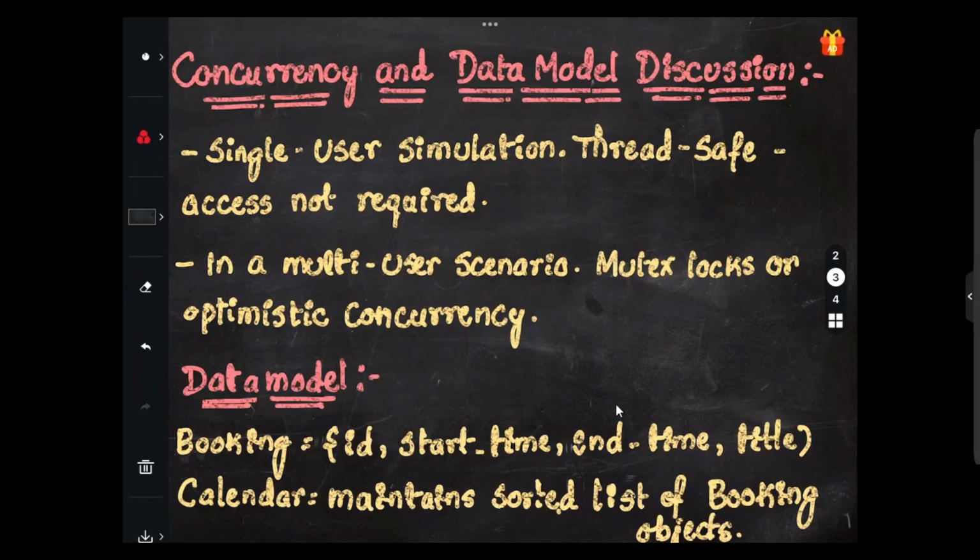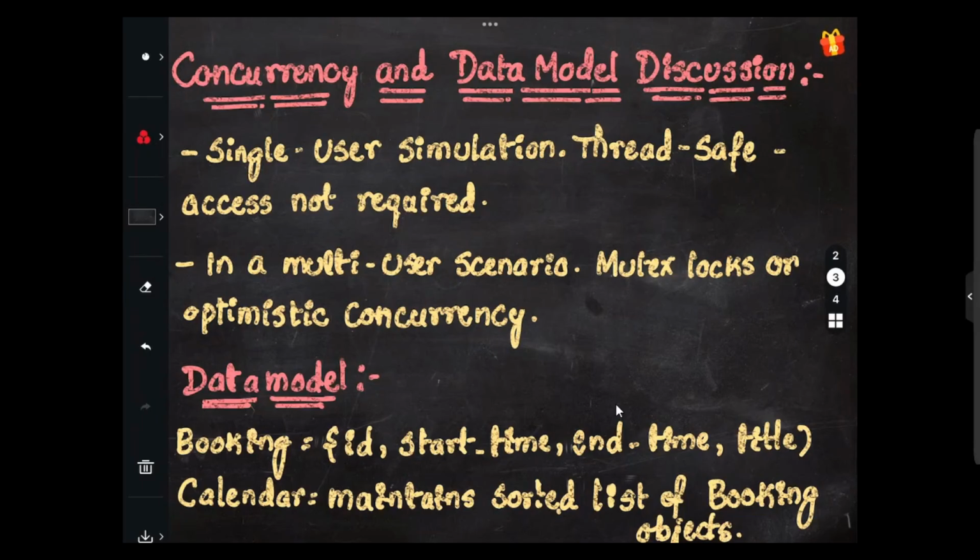Optimistic concurrency, sorry, not the currency. In a multi-user scenario, we should be making use of mutex locks or optimistic concurrency. Just remember this one. If we are extending this, if you are seriously implementing this, you can just go with mutex locks or optimistic concurrency for the multi-user scenario.